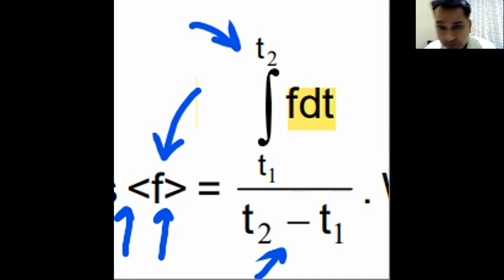You have to remember this formula, beta. Integral of f dt divided by time. This is the formula for the average value of a function. This is a math formula. There is nothing that you can understand here. You will have to remember this formula. Can you remember this for me?